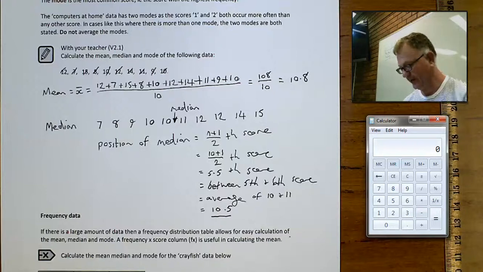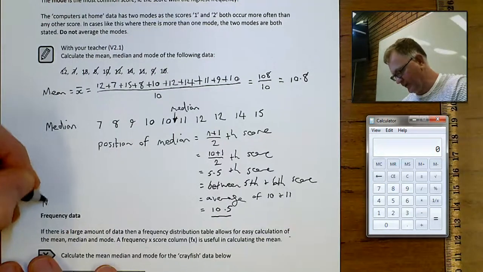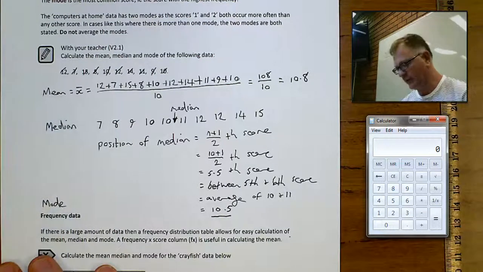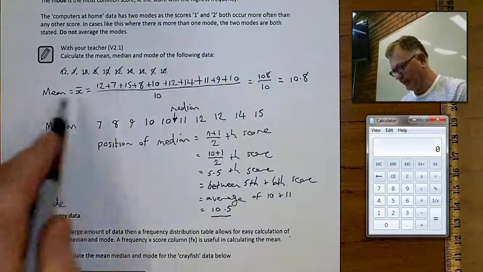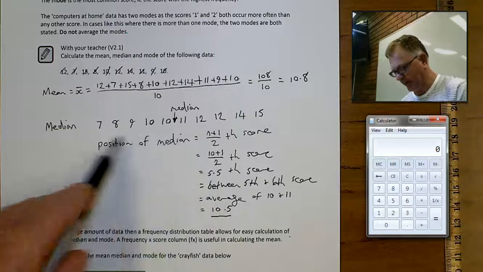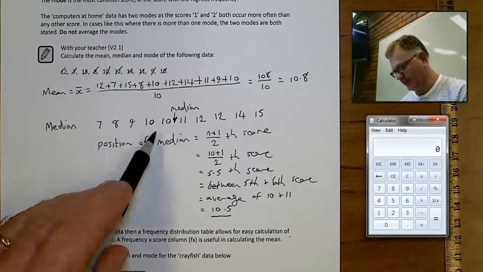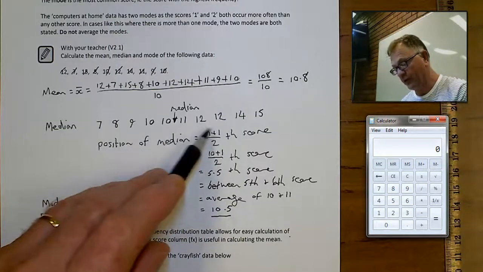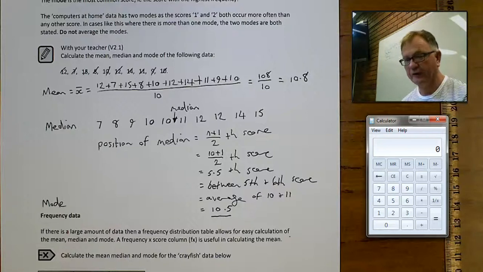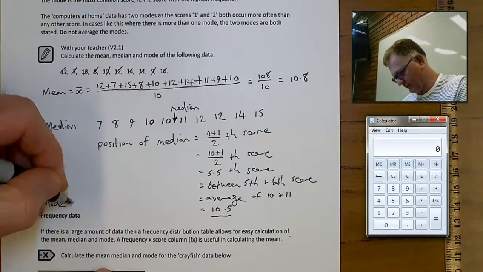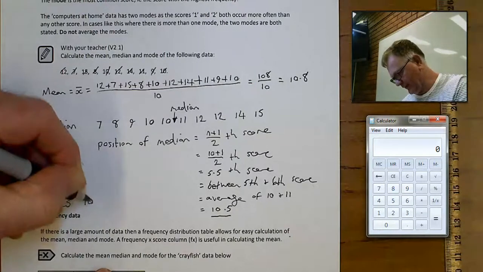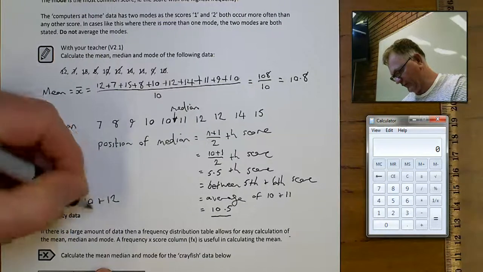Taken up all my space here. I wanted to have space to put the mode. The mode is the most common score. So going back to the original data, I've crossed them out, we'll look at them here, that's the same data. The most common one is 10, that's occurred twice, and also 12 has occurred twice. So they are both modes. If you've got more than one mode, you don't average the two, you just say they're both modes. So the modes are 10 and 12, because they occur most often.